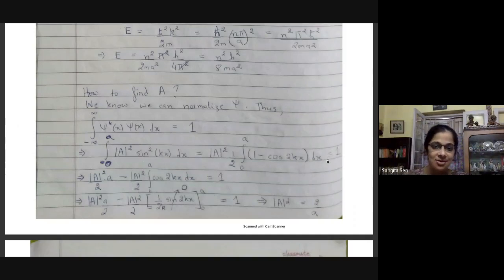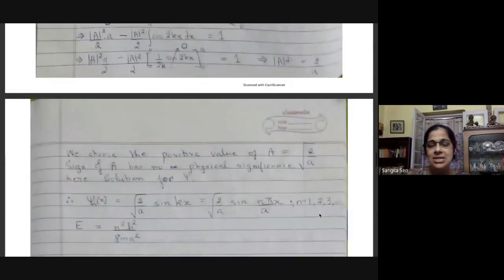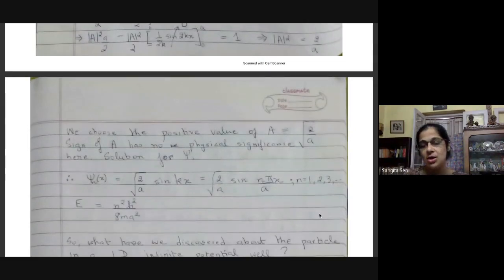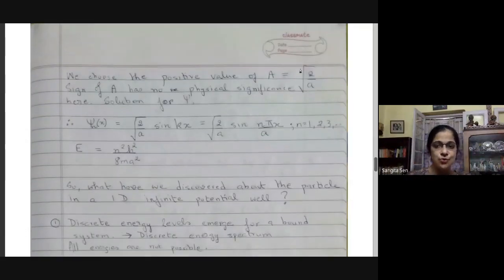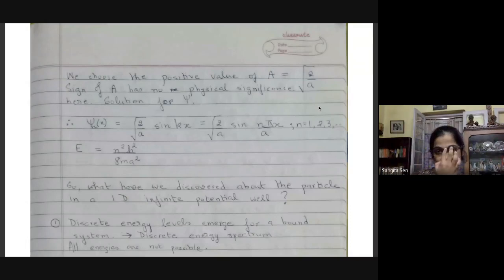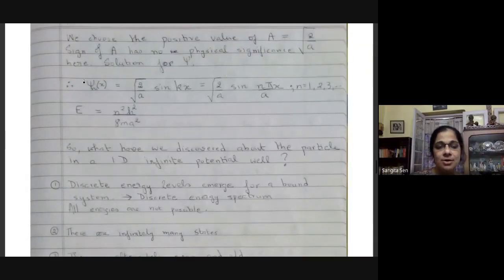Take a half common, 1 minus cos 2x, and so on. Put in the limits, and you get mod A squared equal to 2 by a. So mod A is now either plus root 2 by a or minus root 2 by a. Since the sign on the wave function does not have much significance, recall that we also ignored n values which are negative. So we're just sticking to positive solutions, and we choose root of 2 by a. I will tell you what would happen if we had taken the negative one later. So we take the positive one and we get our solution for the psi states.